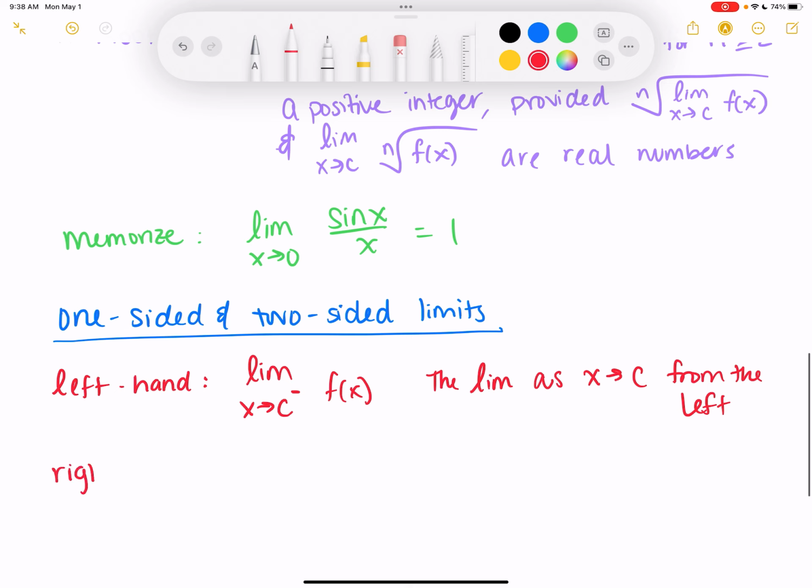And then the right hand, anybody want to guess what's different about the right hand one? The limit as x approaches c from the right, which is positive, of f of x. And it's read the limit as x approaches c from the right.